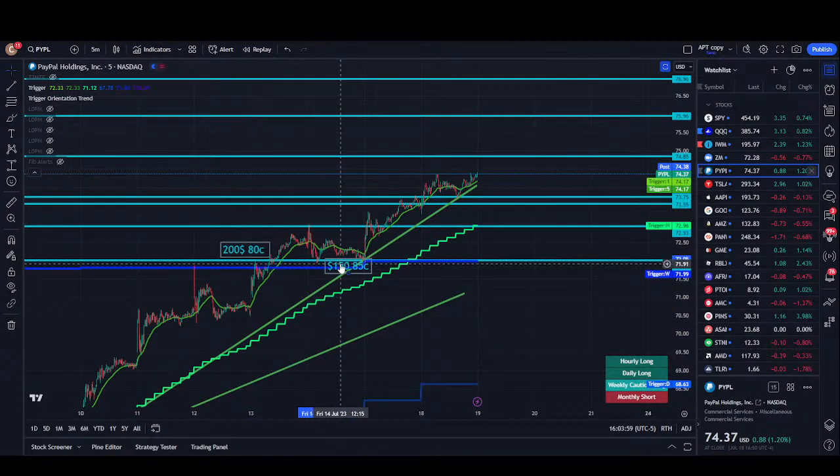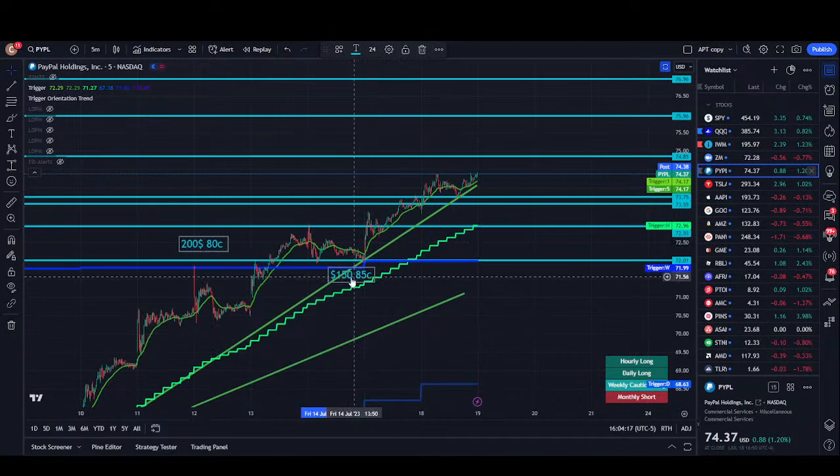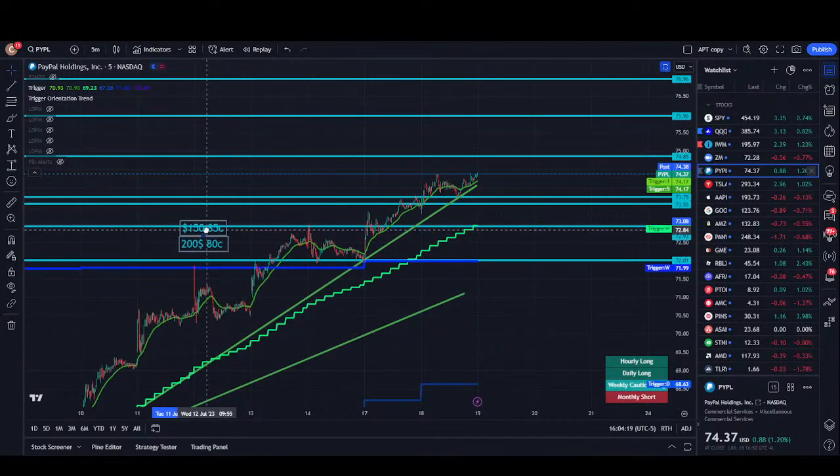I can then buy back the $85 call that I sold for a little cheaper than I sold it for, sorry. Again, buying the $80 call and selling the $85 call. You can do this on any margin account.